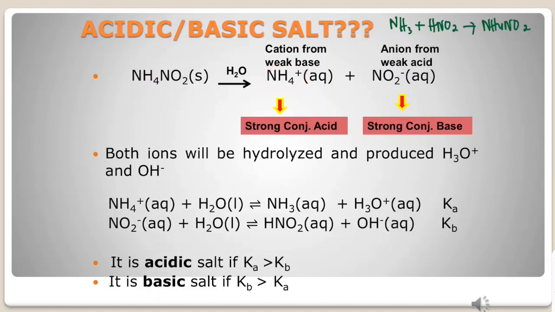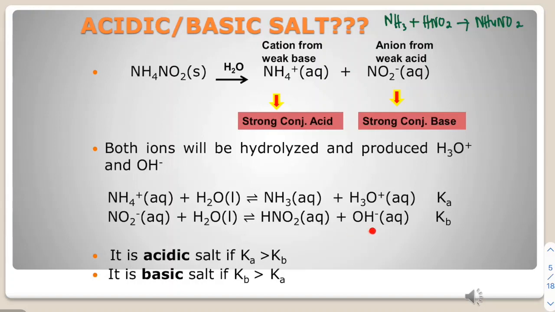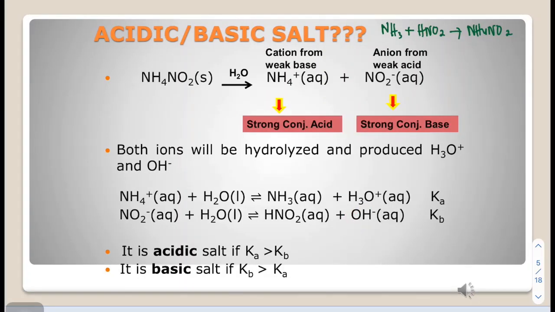Since both of these two ions that are produced during ionization or dissociation of the ammonium nitrite are both strong, both of them will undergo hydrolysis reaction. This means that when ammonium reacts with H2O, H3O plus will be liberated together with the reproduction of ammonia. And when NO2 minus reacts with H2O, it will reform HNO2, our initial acid, and also hydroxide ion. So to identify whether this salt is acidic or basic, it depends on how much H3O plus and how much OH minus is produced.